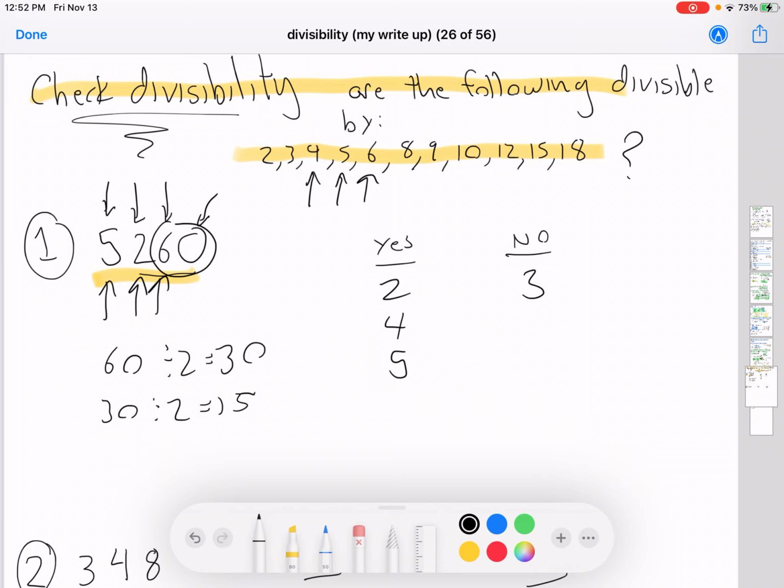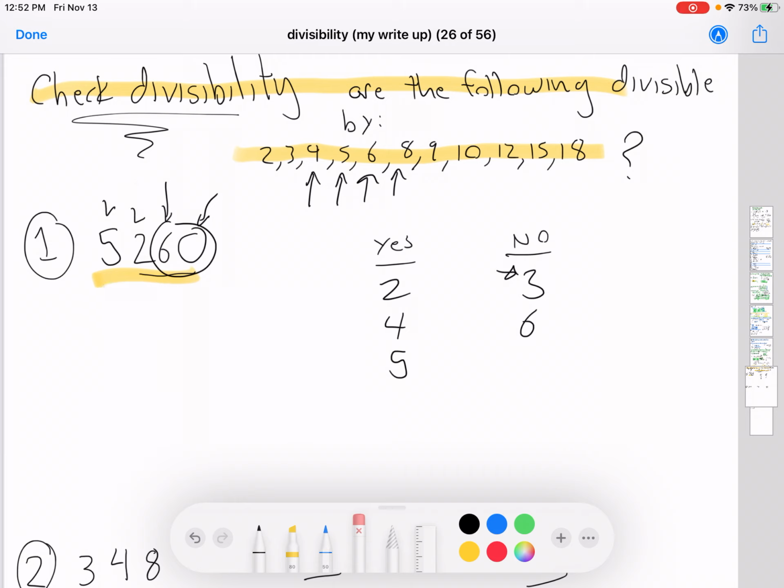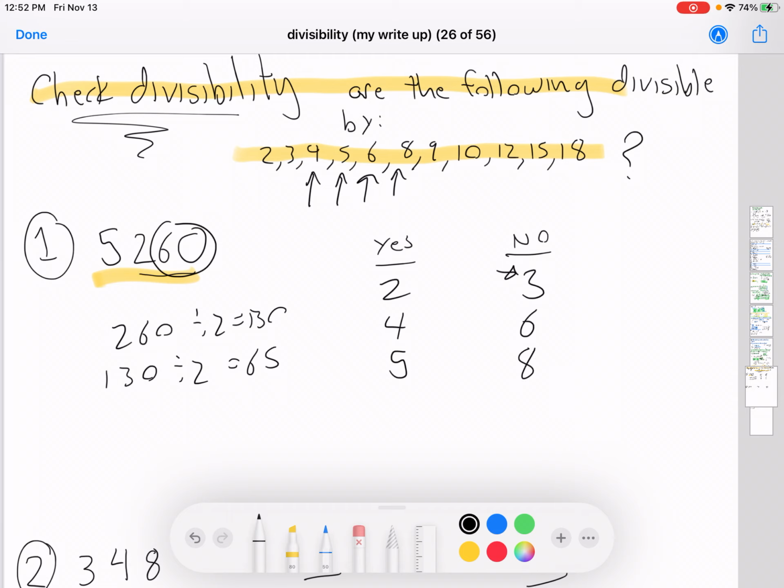Is it divisible by 6? Well, to be divisible by 6, it has to be divisible by a 2 and a 3, and it is not divisible by 3, so 6 goes over here. Is it divisible by 8? Well, 8 is 2 times 2 times 2, so it would have to be triply even, and we would have to just check the last 3 digits, right? So 260 divided by 2 is 130. 130 divided by 2 is 65, and 65 is an odd number, so we cannot take out another 2. And so 8 would have to go over here.